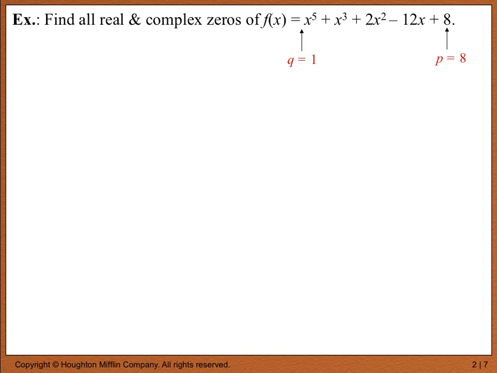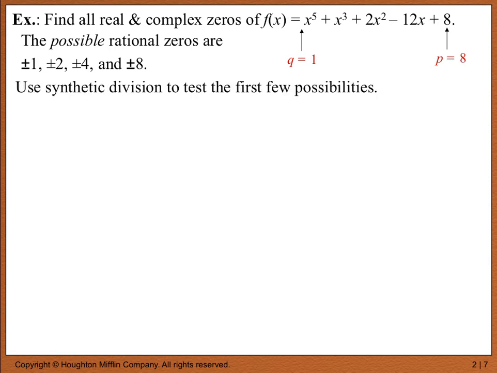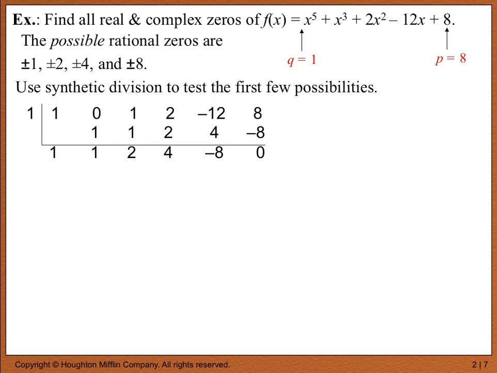Okay, so the first part, we apply the possible rational zero test and find that the possible rational zeros are plus or minus 1, plus or minus 2, plus or minus 4, and plus or minus 8. We use synthetic division to test the first few possibilities. The first possibility is 1. Let's just start with 1. And when we do synthetic division, we find this.